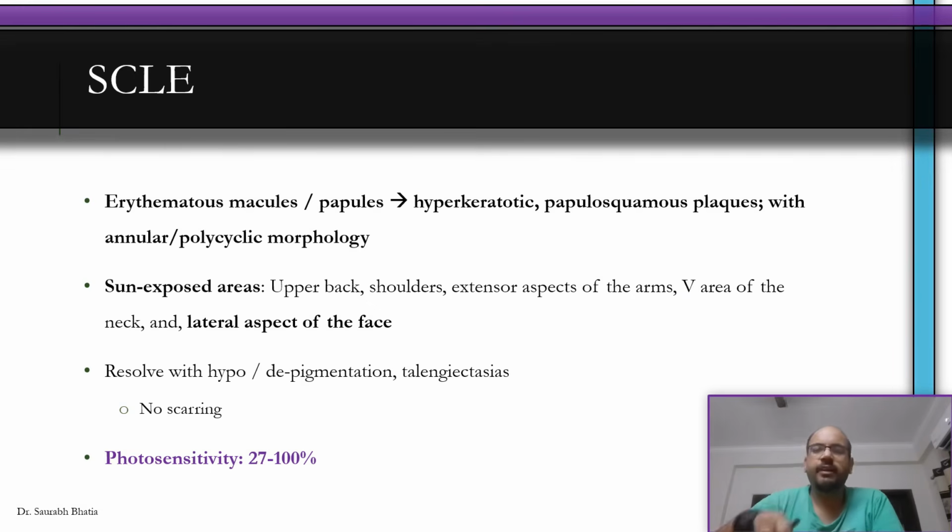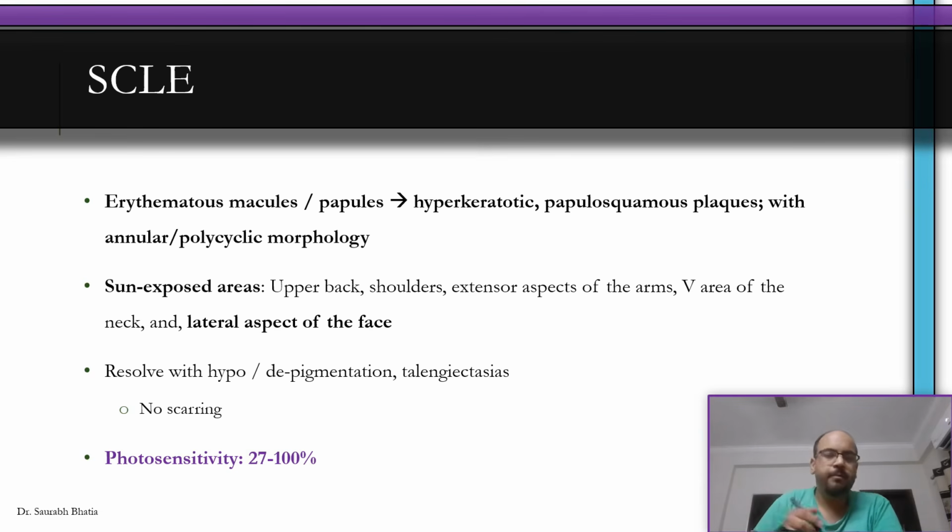Okay, so we have discussed ACLE in the previous few slides. Let's come to SCLE. Now, SCLE, as the name suggests, is the subacute cutaneous LE. So in acute LE, the rash lasts for a few hours to a few days. In SCLE, the lesions are more prolonged. They are photodistributed, over the photoexposed areas, but the lesions are prolonged as compared to acute LE.